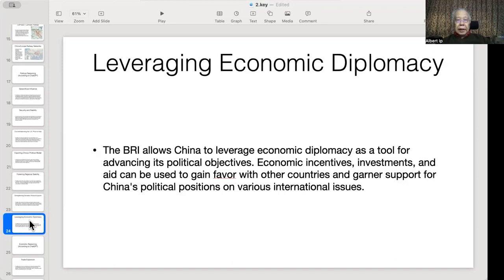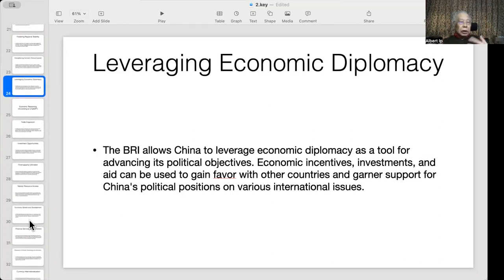Leveraging economic diplomacy. Again, the Western countries like to accuse China of using debt traps to trap developing countries into aligning with Chinese policy. Again, this is not true. If we look at, for example, Africa's debt, Chinese debt only represents about 5% of the total sovereign debts of all the African countries. And most of these sovereign debts are owed to Western institutes, not Chinese institutes. And China has been very generous with debt reorganization or debt elimination.